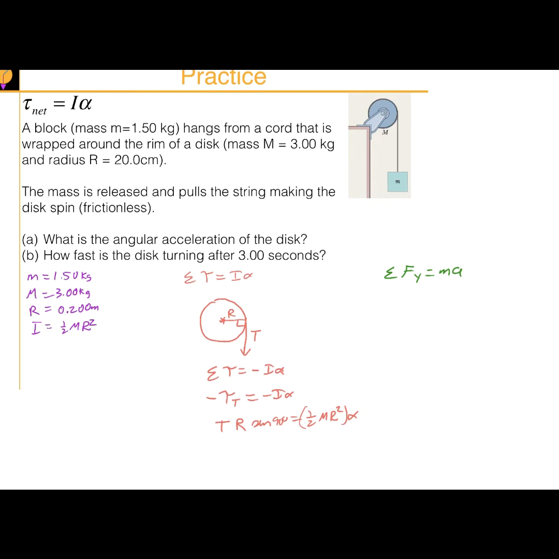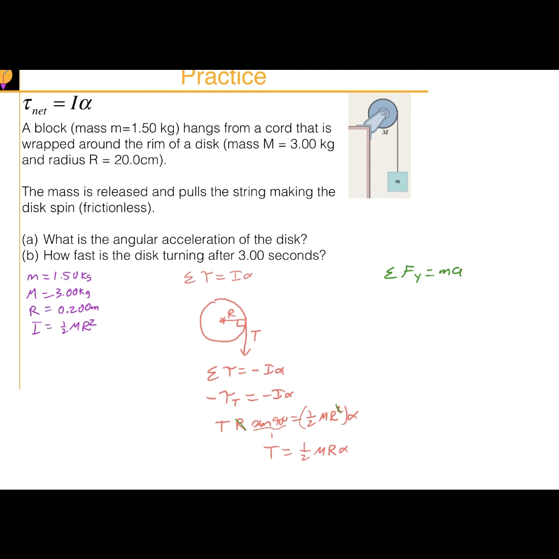Let's see. That cancels out one of the r's, and I can solve this for, and this sine theta is just 1. So I end up with torque equals 1/2 mr alpha. So we're trying to find angular acceleration, but we have the tension and the angular acceleration, so we still need to find what the tension is.